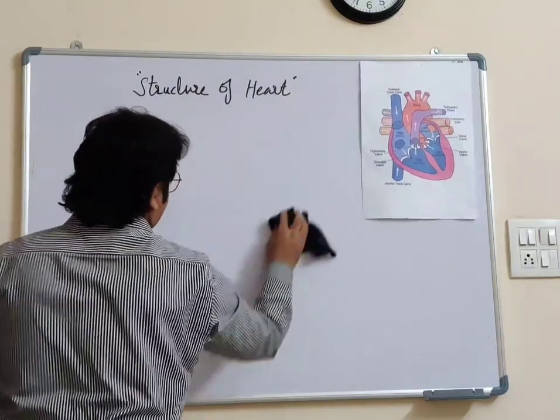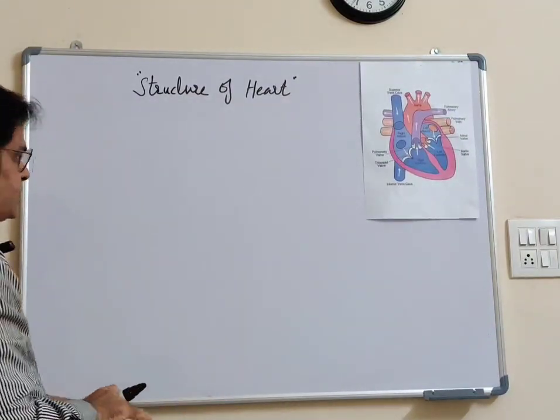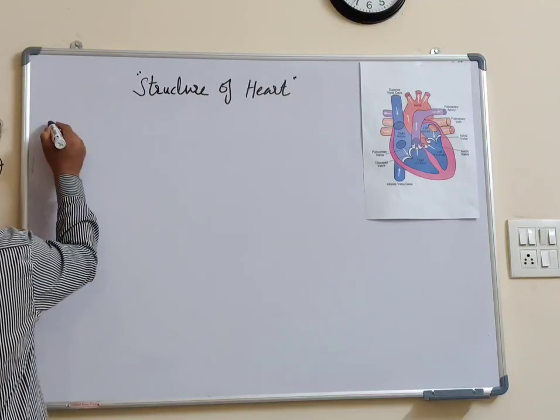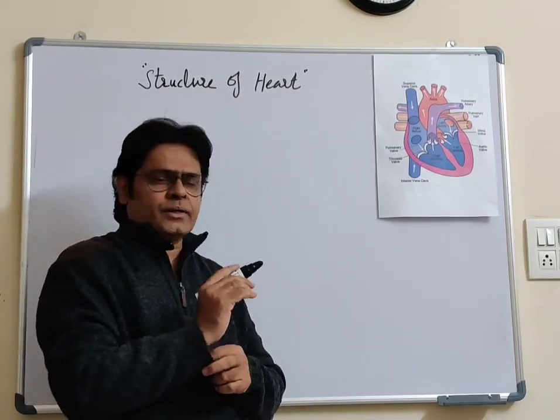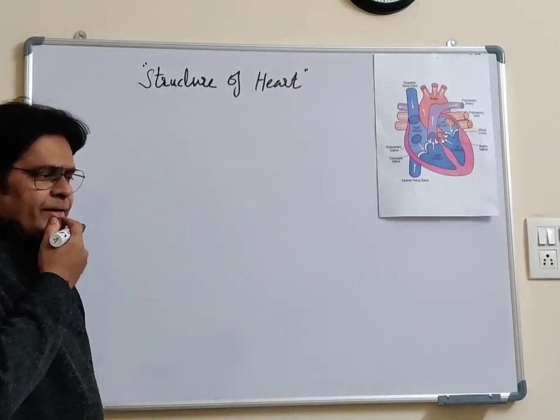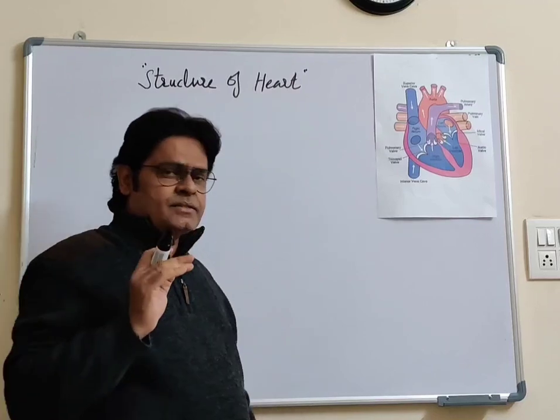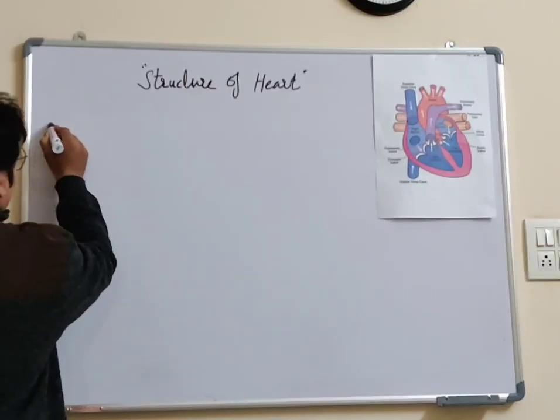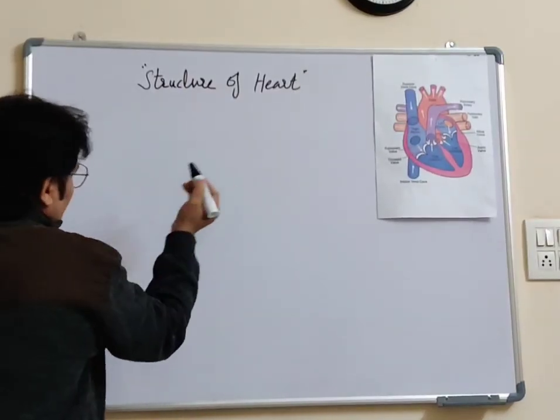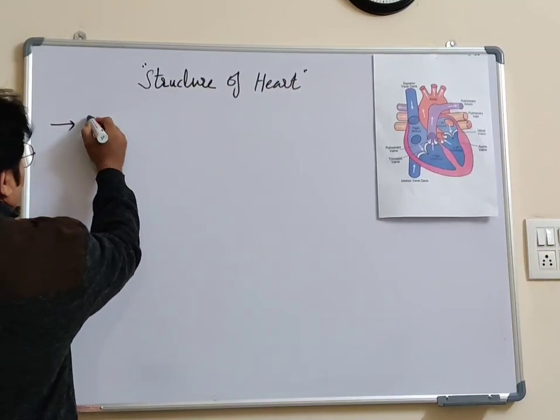Then continue the answer here. Now, location, where the heart is present. Next one, the seventh point. Just now we have studied the weight of the heart, length, size, thickness. Next point you can write where the heart is situated actually.